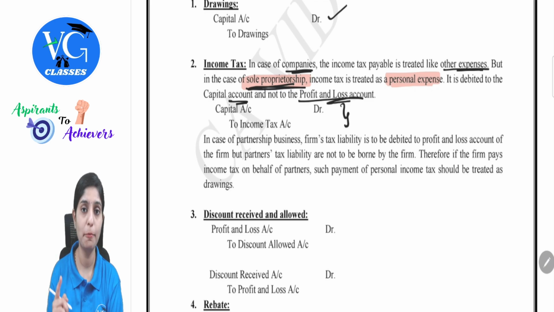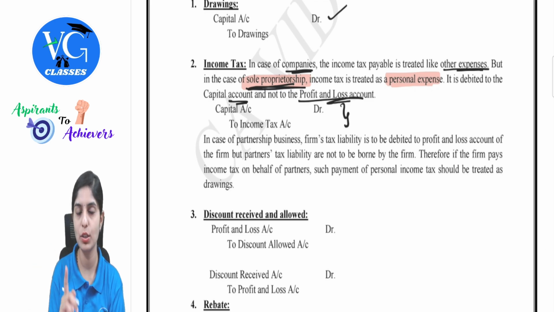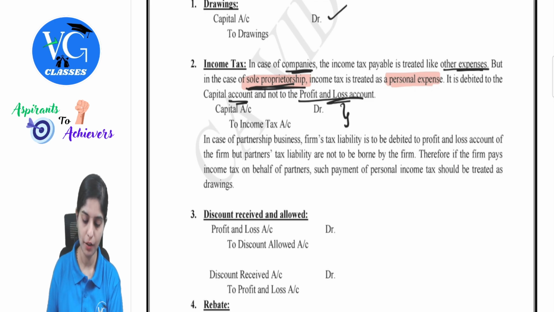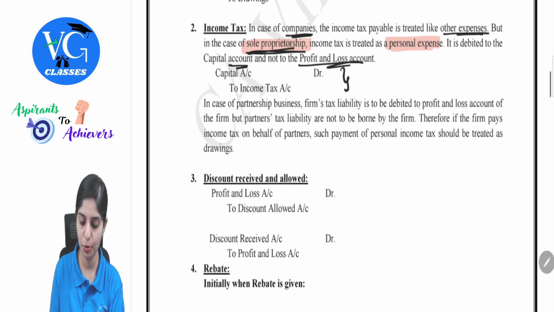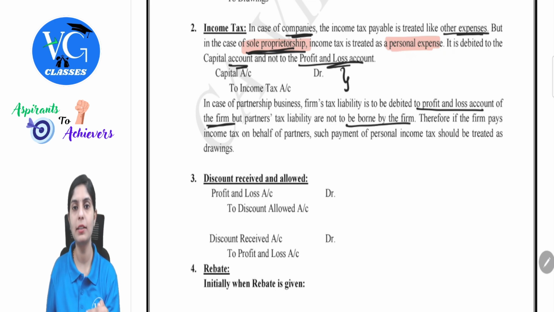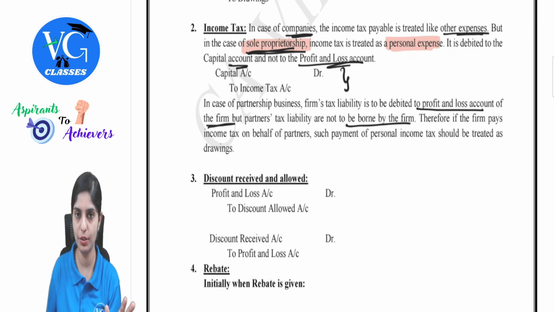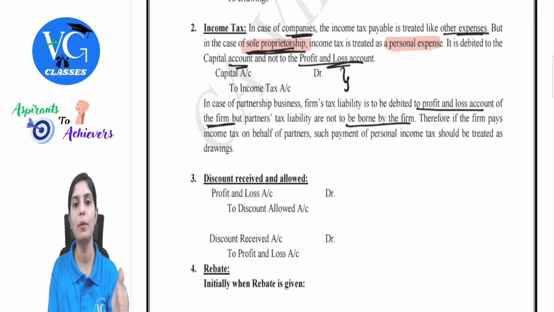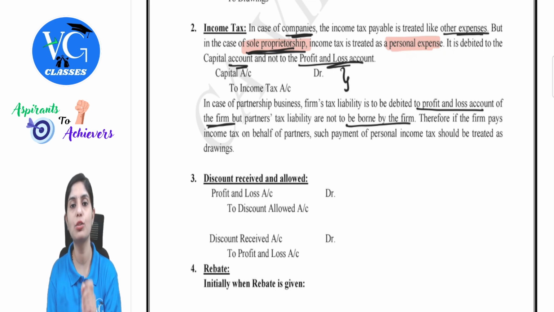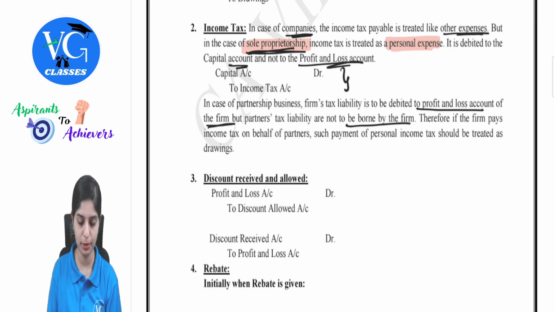As well, in case of partnership business, we understood what happens in case of a company. The firm's tax liability is to be debited to the profit and loss account of the firm, but the partners' tax liability is not to be borne by the firm. See, partner accounts are different. The partnership firm's account is different. So here what they are talking about is that if there is income tax of a partnership firm, that will be debited to P&L. If it is income tax of the respective partners, that will not be treated as a business expense.